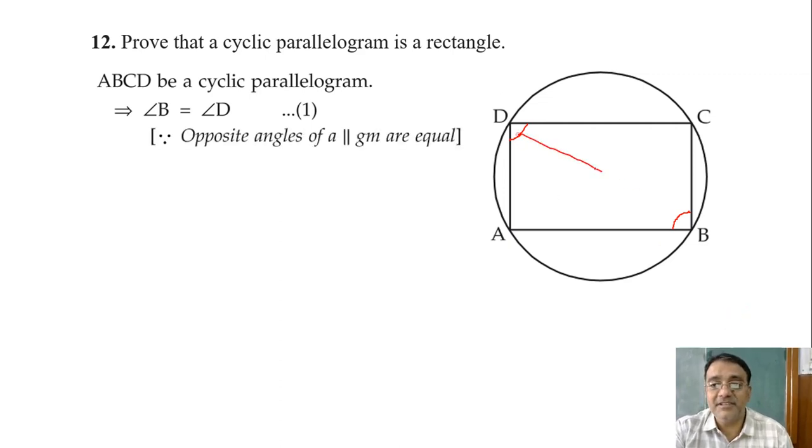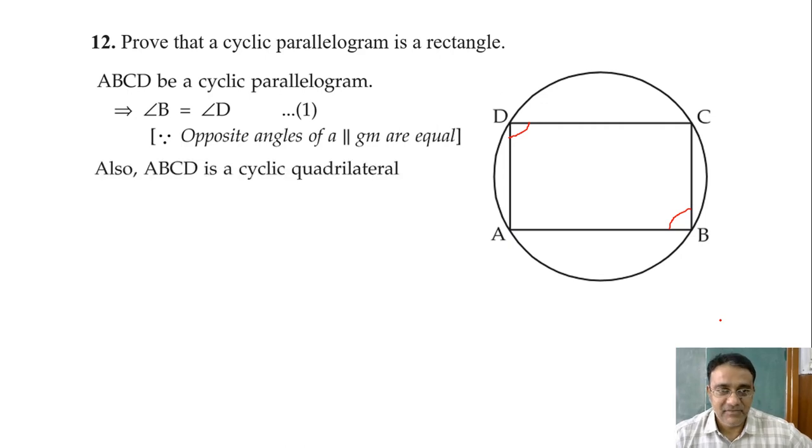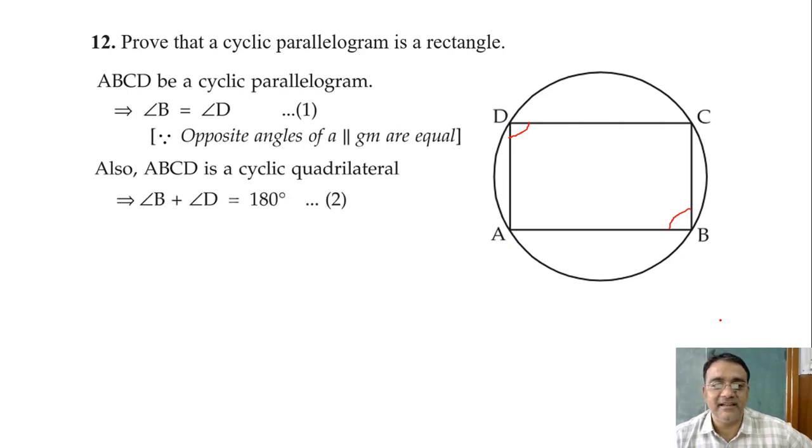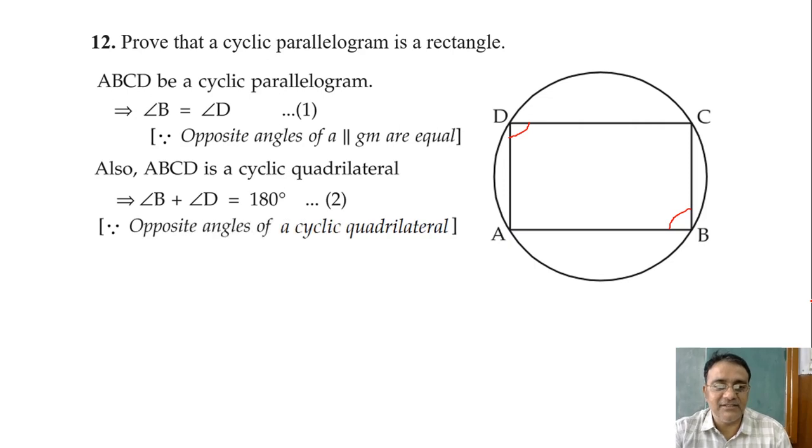But the sum of these two angles is also 180 degree. Why? The sum of angle B and angle D is 180 degree. Opposite angles of cyclic quadrilateral are supplementary. Very good. The sum of opposite angles of a cyclic quadrilateral is equals to 180 degree. So ABCD is a cyclic quadrilateral, that will imply angle B plus angle D is equals to 180 degree. The reason is that opposite angles of a cyclic quadrilateral. इतना लिखोगे तो भी understood है वो.